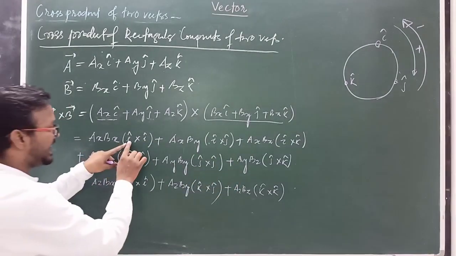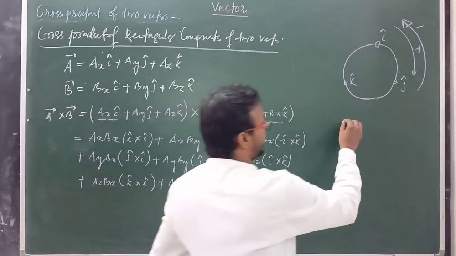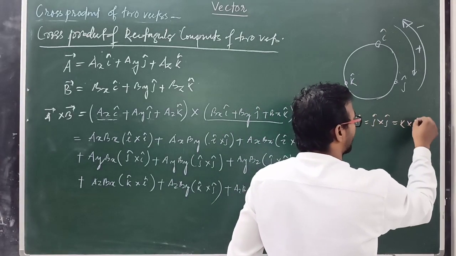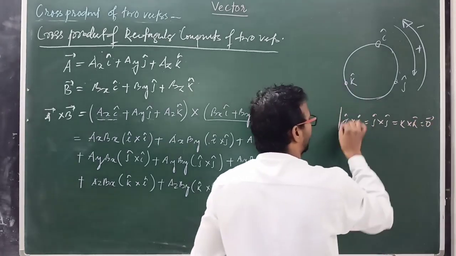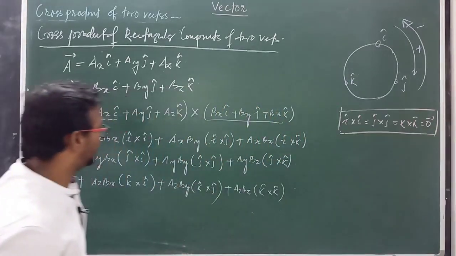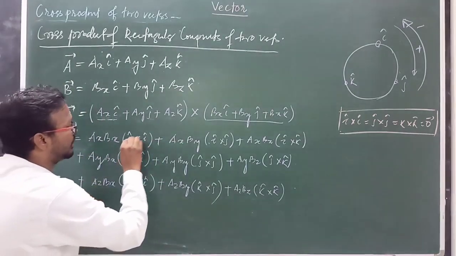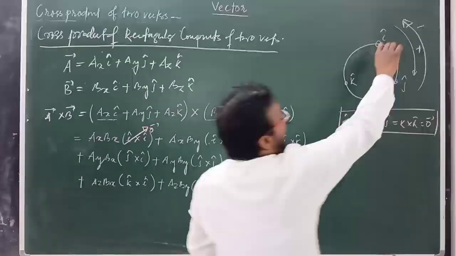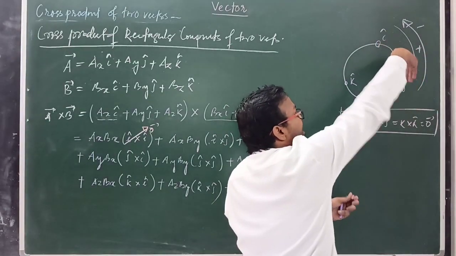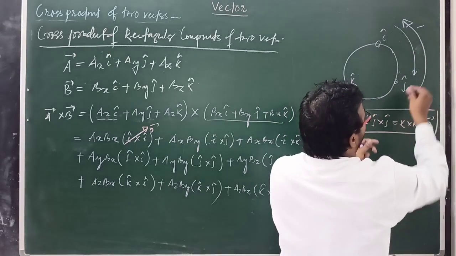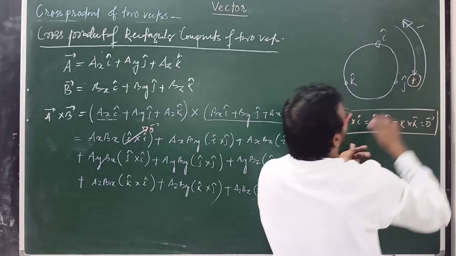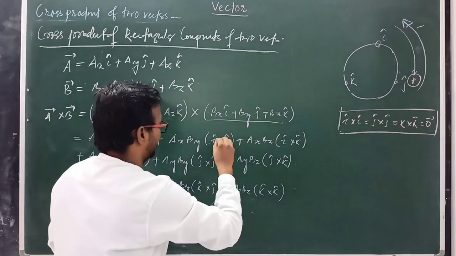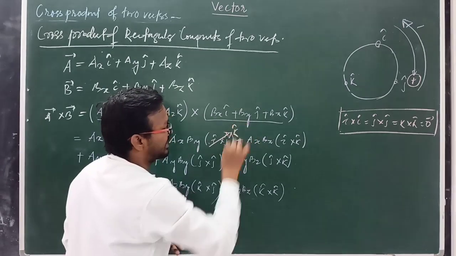So in first line i cross i, what is the value of i cross i? We already know i cross i, j cross j and k cross k, which is 0 vector. Clear? We have to use this relation here. So i cross i, which is 0 vector. Then i cross j, clockwise direction. Clockwise direction means here a positive sign. Clear? So i cross j and the final answer will be k. So this will be here k cap.